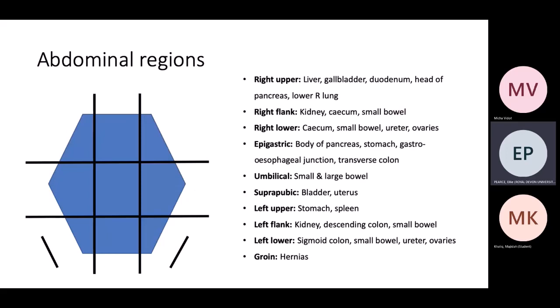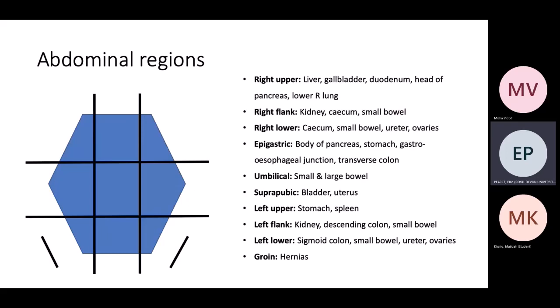The right flank, you've got things like the kidney, cecum, and overlying small bowel. Small bowel, as you can imagine, is felt across the whole of the abdomen. The right lower quadrant, we've got things like the appendix. Again, the cecum pain can be felt in that area, and also things like ureters and ovaries. In the epigastric area, we've got things like the pancreas, part of the stomach, and the GOJ, and the transverse colon. Umbilical area is lots of bowel.